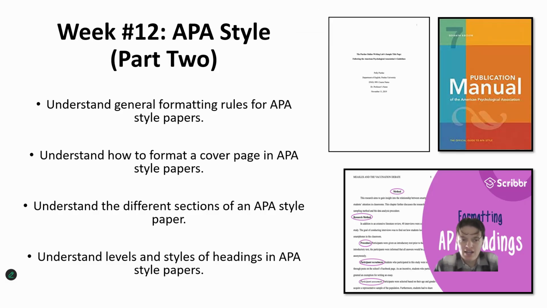Now we're going to start looking at some of the general formatting rules for APA style papers, how to make a cover page, what are the different sections, the different levels and styles of headings. So kind of getting a little bit deeper. And then we do have one more part three a little bit later in the semester where we'll look at the references page and citations in the text. So kind of breaking it up into a little bit, hopefully more digestible pieces here. So let's get into this. Let's go ahead and jump into it.